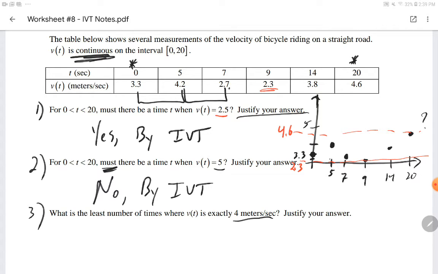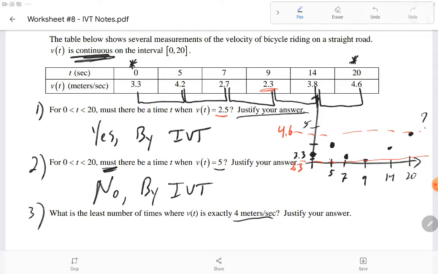And see if 4 can be achieved within each sub-interval. Like, for example, between the first 2 points, between 3.3 to 4.2, do we cross 4 at all? Yes, we do, right? Because 4 is in between 3.3 and 4.2. So yeah, that's 1. It's going to hit 4 once, at least.